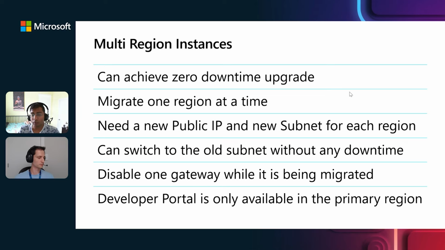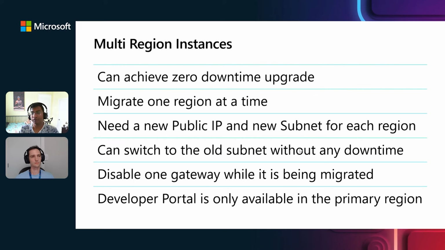But make a note that you need to do the migration at one region at a time. You'll have to disable one gateway, attempt migration on that particular gateway, and move back to the other gateway, bringing the old one online and disabling the newer one. Now, whenever you migrate at each location, you need to provide a new public IP, and also you need to have a subnet for each of the regions.